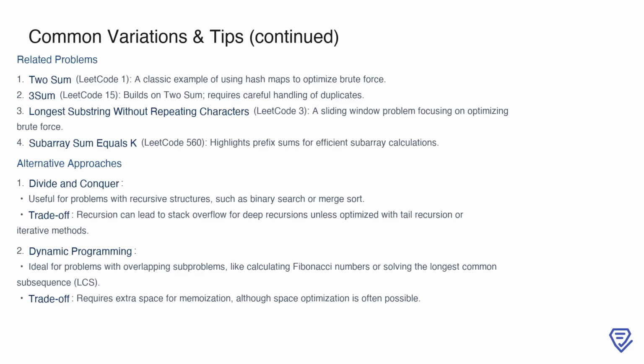Additionally, you can explore alternative approaches to problem solving. For example, divide and conquer is useful for problems with recursive properties, like binary search or merge sort. However, this approach has trade-offs, such as the risk of stack overflow with deep recursions, unless techniques like tail recursion or iterative methods are applied. Another powerful tool is dynamic programming, which is ideal for problems with overlapping subproblems, such as calculating Fibonacci numbers or solving the longest common subsequence. The trade-off here is extra space for memoization, though space optimization techniques can often help.